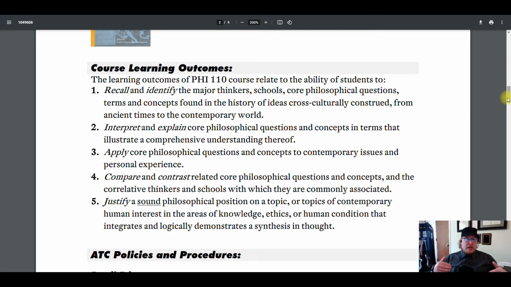Okay, not yet, but as we get through things, and we'll do this gradually throughout the semester, be able to recall and identify those things. Second, interpret and explain core philosophical questions and concepts in terms that illustrate a comprehensive understanding thereof.